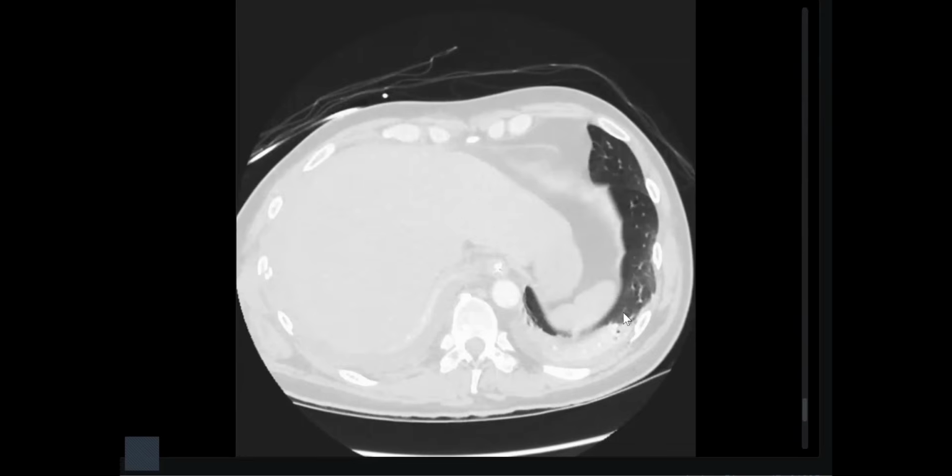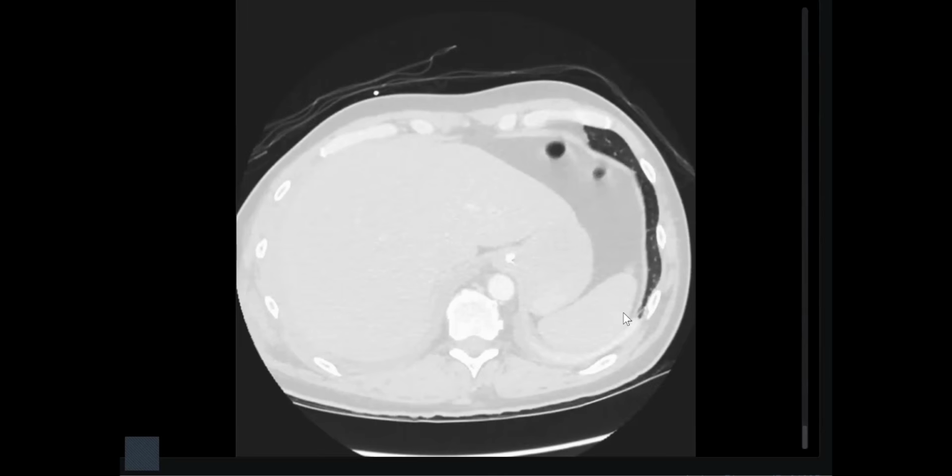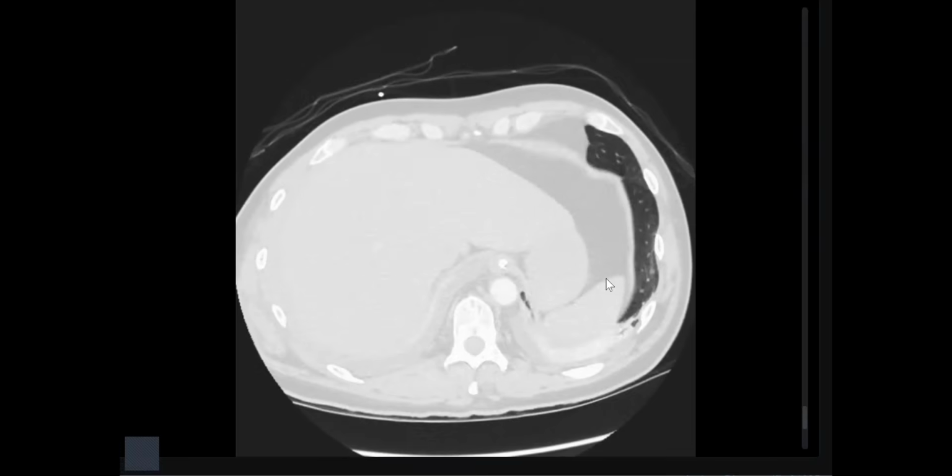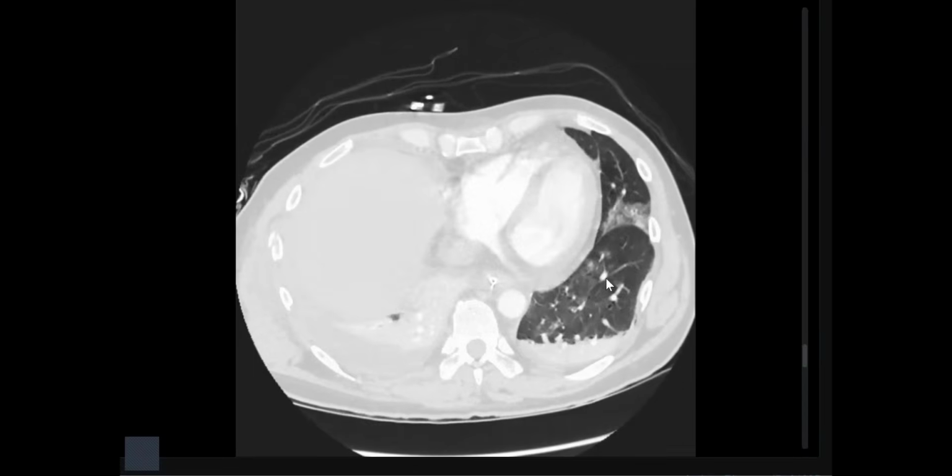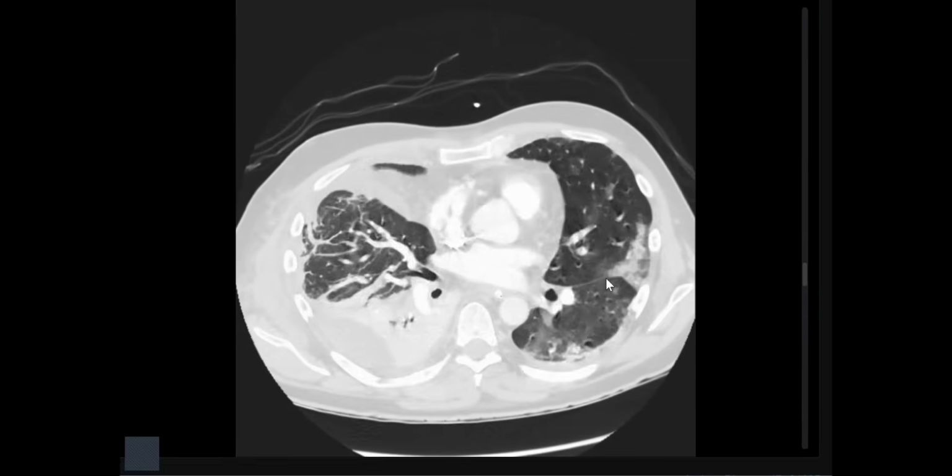I'll just go to the caudalmost portion of the scan to confirm the tip of the nasogastric tube. However, it is apparently in position. Okay, good.